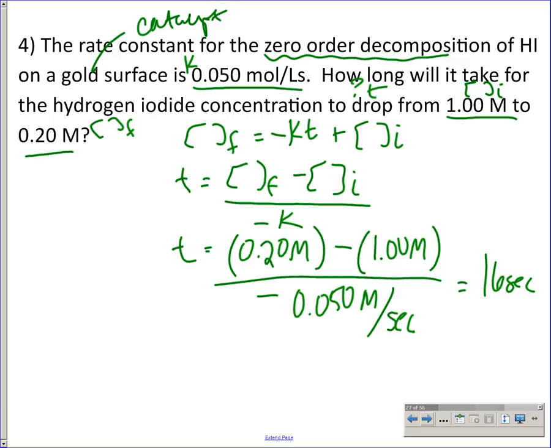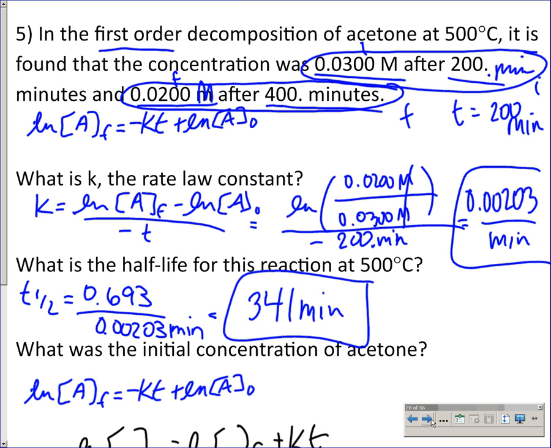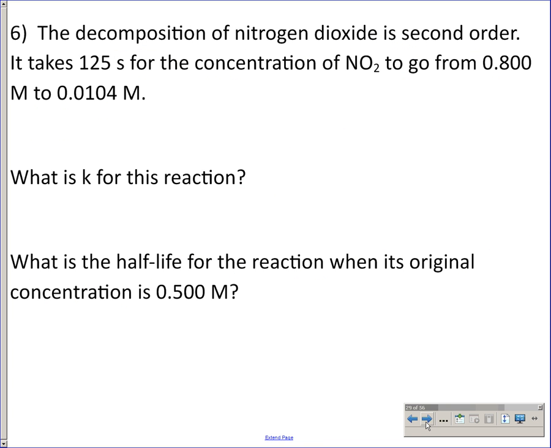I got one more for you. Number 6. We did that one yesterday. All right, decomposition of nitrogen dioxide is second order. I like it when they tell us what order it is. It takes 125 seconds for the concentration of NO2 to go from that to that. What's the k for this reaction?